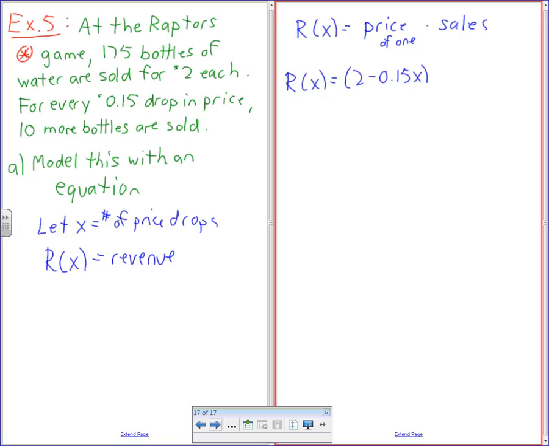Stay with me here. You're starting at $2. Each time we're going to drop 15 cents. What is my starting number of bottles that I'm selling? 175. How much am I going up by each time? 10. So I'm going to write this as 175 plus 10x.